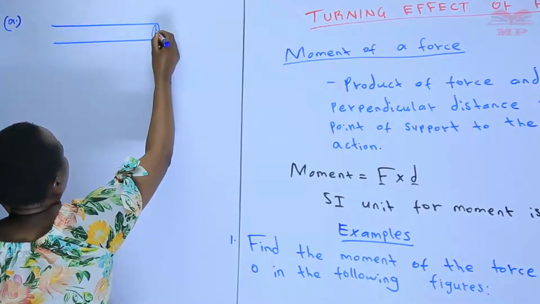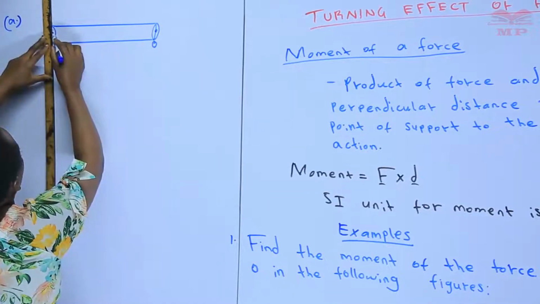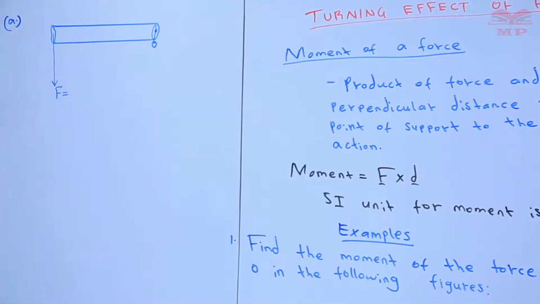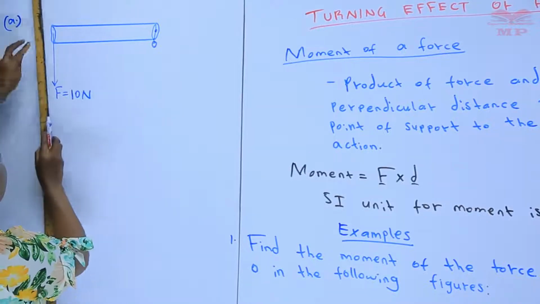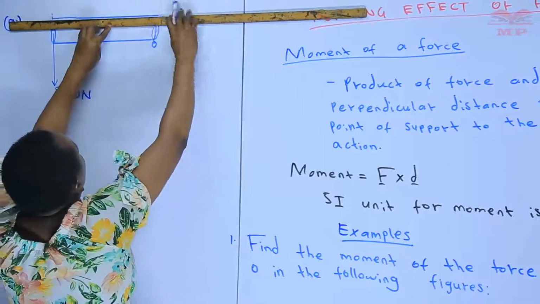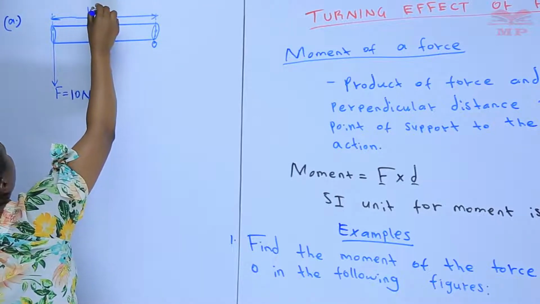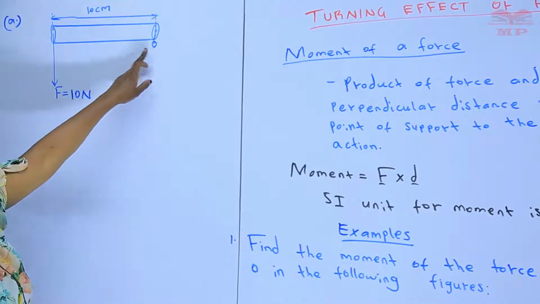So we have this figure here. This is point O. And on this point here we have a force, and the force is equal to 10 newtons. Then we've also been given this distance as 10 centimeters. So that is the question. We want to find the moment of the force about point O in this figure.